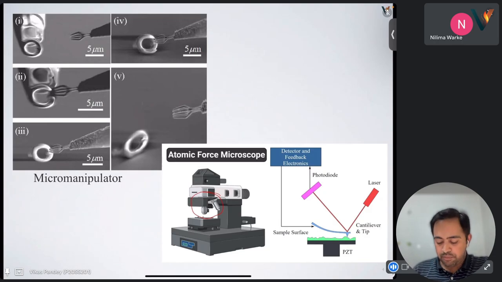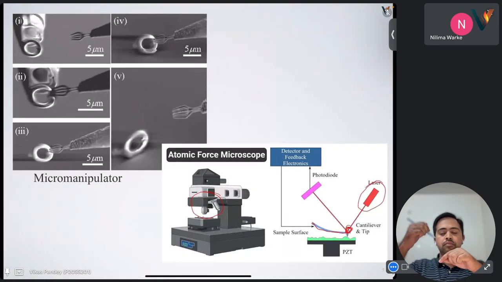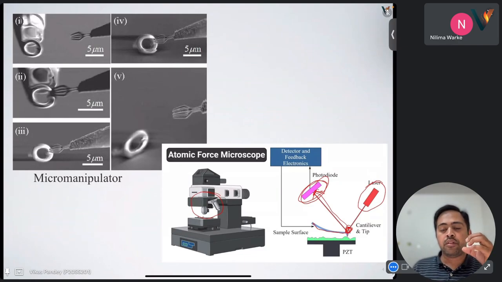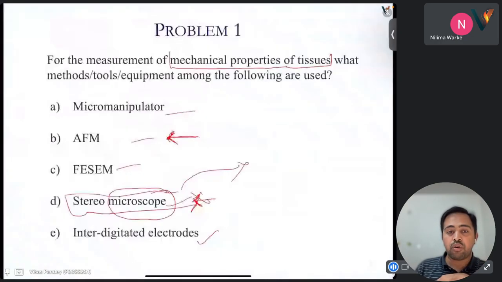But in an AFM there is a cantilever tip that moves over the surface. Whenever a high structure comes, it will go up, and a laser is being sent over the back of the cantilever, and the reflection is being detected, and this reflection will change according to the position of the cantilever. So if it is going up, down, this photo detector will see different amounts of signal. We are talking about mechanical properties.